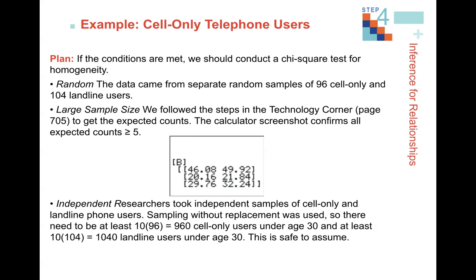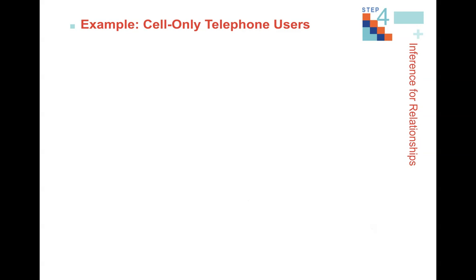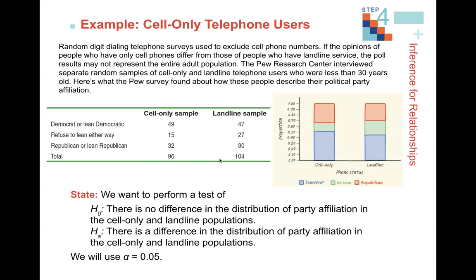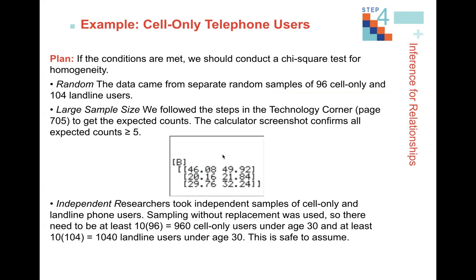Now, how did we do this in the technology corner? Well, this is super cool. When you make a matrix of the observations and you run a chi-square test, it will actually create a corresponding matrix in matrix B, assuming you used matrix A for the observed counts. It will automatically fill in a matrix with all of your expected counts. Boom, awesome. Very cool.